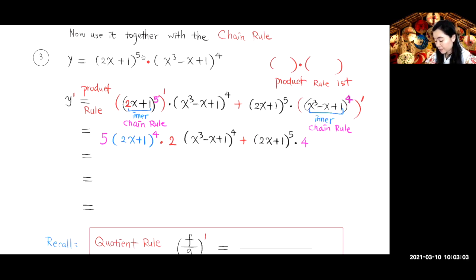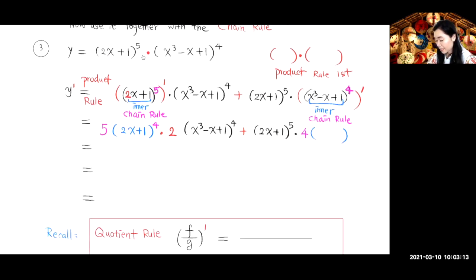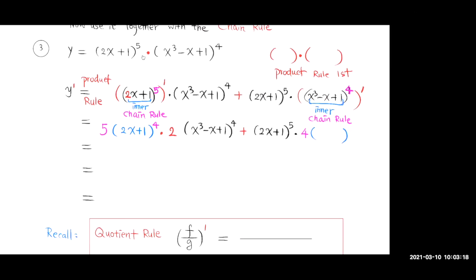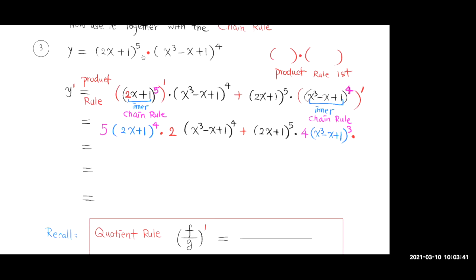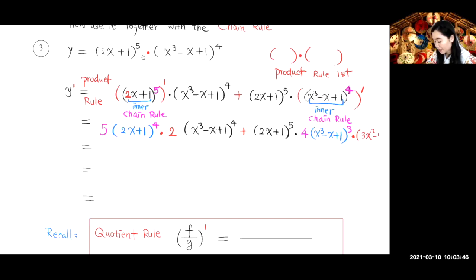4 times whatever the inside function here is. Okay, so whatever this inside is, and then to the what power over here? 3. To the third power, right? Then with the outer, we multiply this with the derivative of the inner. What's the derivative of this inner function? 3x squared minus 1. We got it. 3x squared minus 1. That's the derivative of this inner function, right?